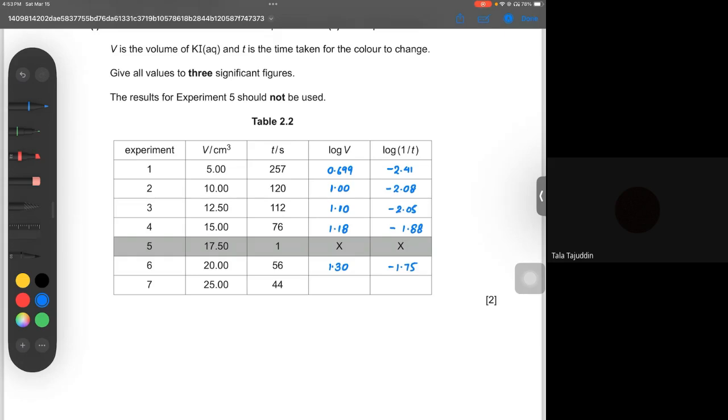1.397. Log of 25. Yes, so I'm getting 1.397. So 1.40. 1.40 is this, right? Yes. And what is this? Negative?